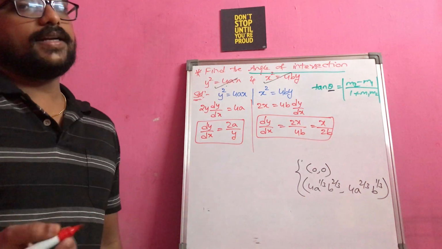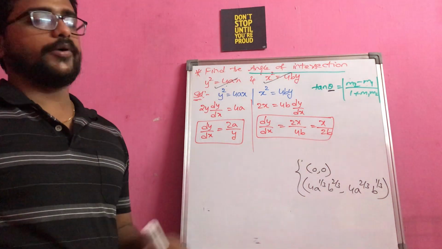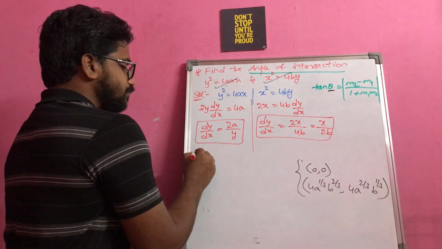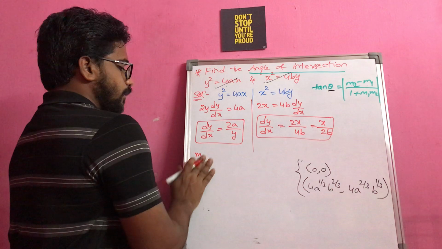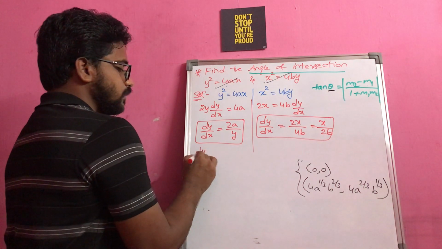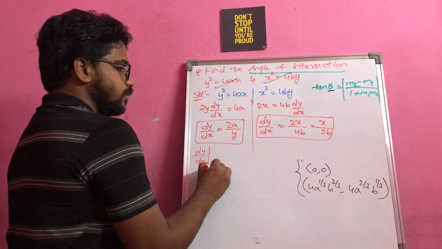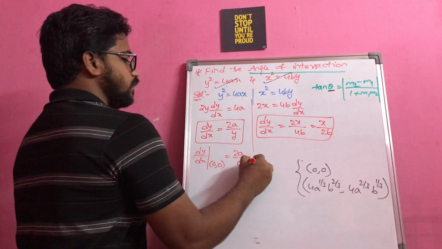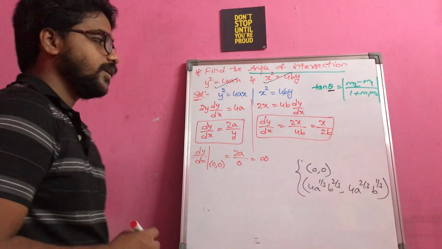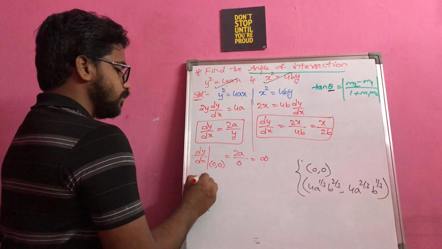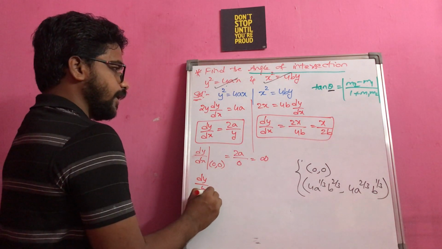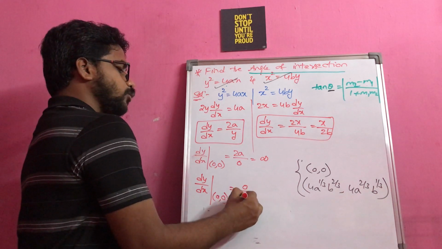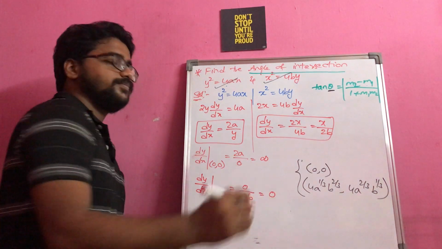So let us first find these slope values at origin point, and then we will find out at this particular point. So m1, dy by dx at 0, 0, I will be getting 2a by 0, which is equal to infinity. Let us find out the second slope. Dy by dx value again at 0, 0 is equal to 0 by 2b. I am getting 0 here.